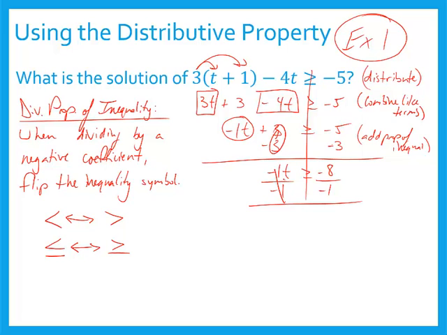We had negative 1t greater than or equal to negative 8. We divided by a negative 1 coefficient. So that means we have to flip our inequality to a less than or equal to. So that'll be t is less than or equal to 8. And that's the solution. Okay?